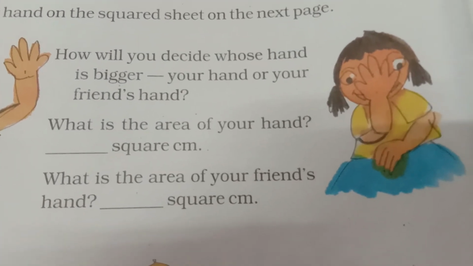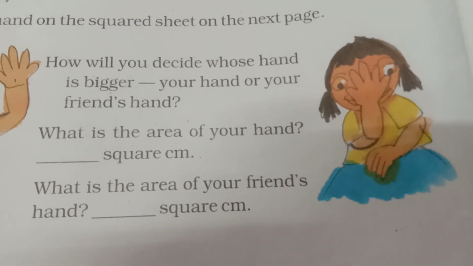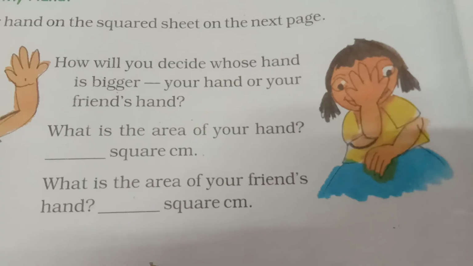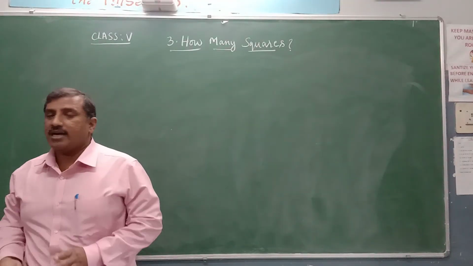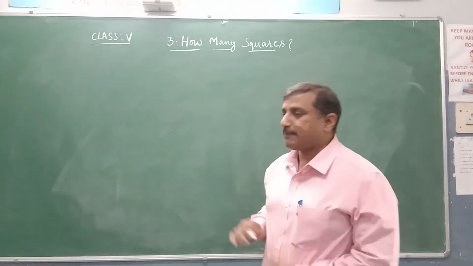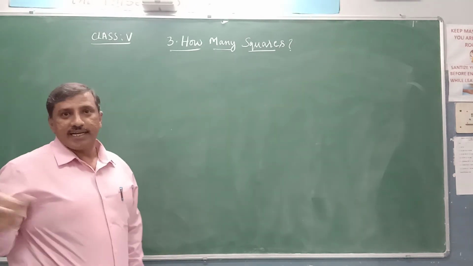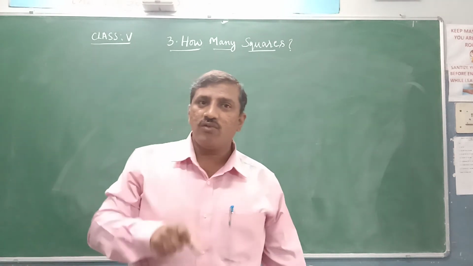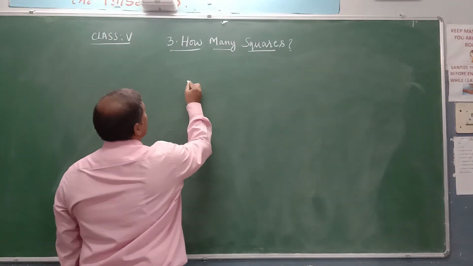Now we will discuss how to find the area of the hand, which is an irregular shape. We have studied how to find the area of regular shapes like stamps in the previous class. So now I am going to explain how to find the area of the hand, of you and your friend. It is an irregular shape, using the square grid paper.